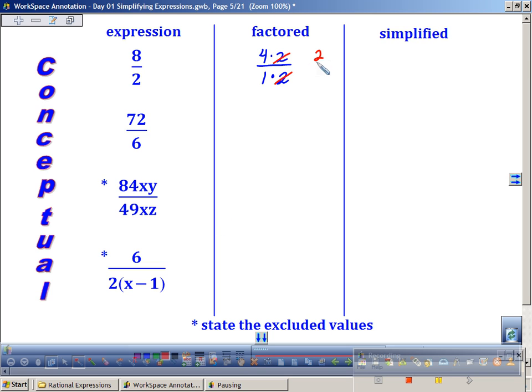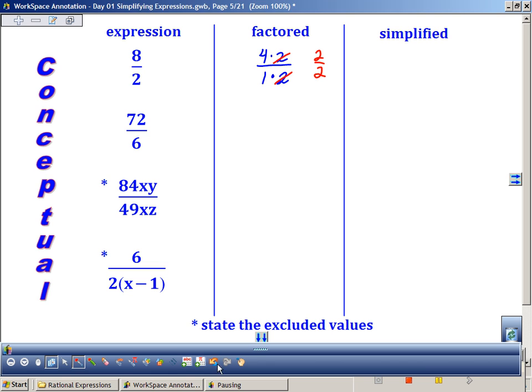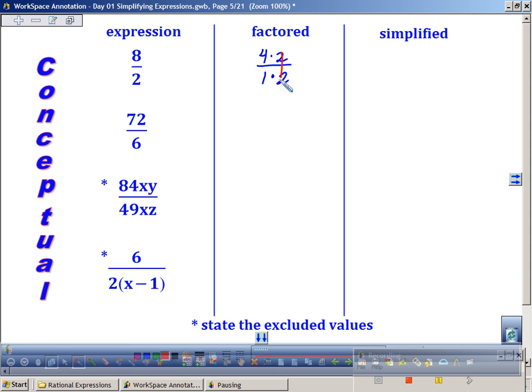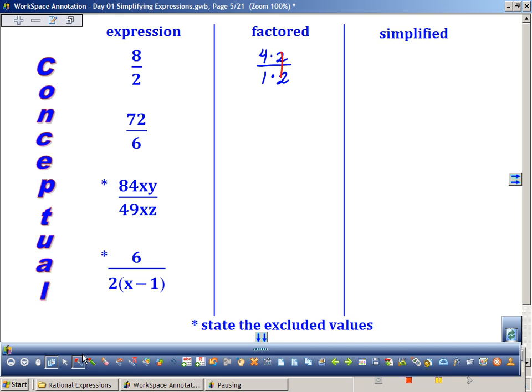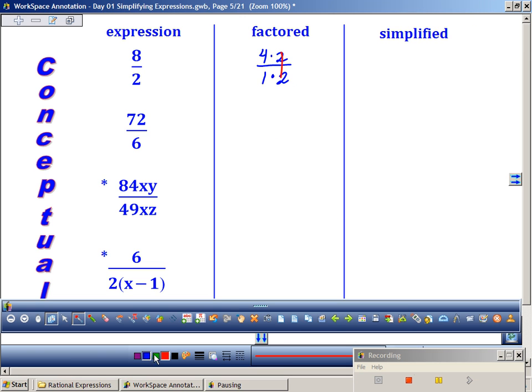Nobody? What is 2 over 2? 1. So all we're doing is simplifying all the 1s. If I have a 2 over 2, that's just 1. I can actually write it like this. 2 over 2 is 1. Make sense? That's why. It's not some fancy trick. It's because 2 divided by 2 is just 1. Okay, so simplified, this problem would be just simply 4.